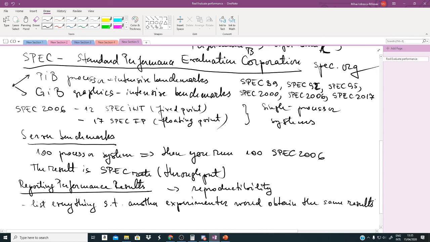So if you run your experiment on a computer, you'll have to say what type of computer, what other software is running over there, and so on and so forth. What version of software, what version of operating system, everything such that the results can be reproduced. And then there is this problem of summarizing performance results.